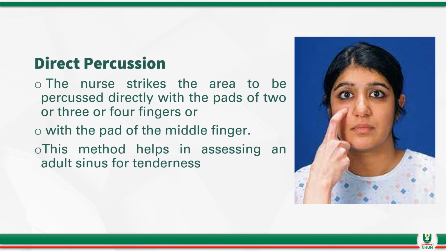The second type of percussion is direct percussion. The nurse strikes the area to be percussed directly with the pad of two, three, or four fingers, or with the pad of the middle finger. The most important thing is that you press with the pad of the finger, depending on the number of fingers you want to use. This method helps in assessing an adult's sinus. Remember, this is the sinus that the nurse is assessing here. You assess the sinus for tenderness.